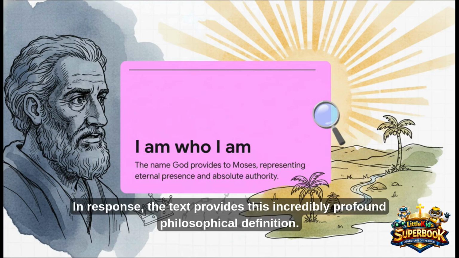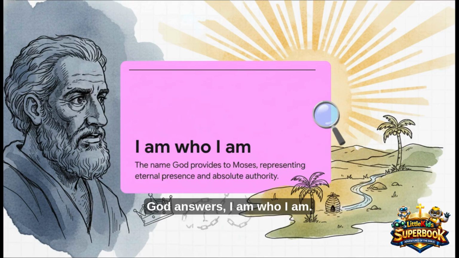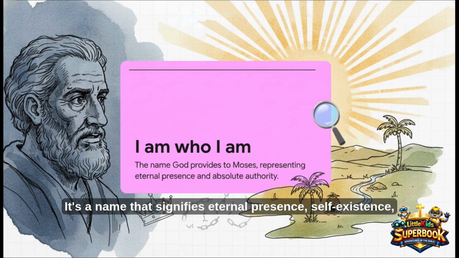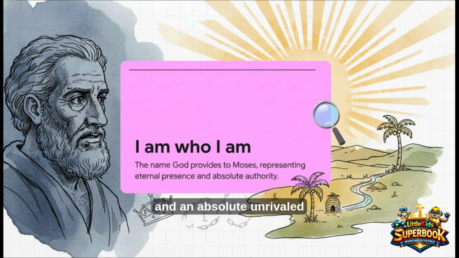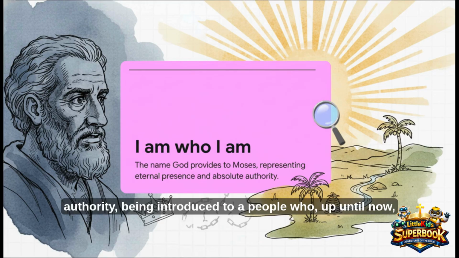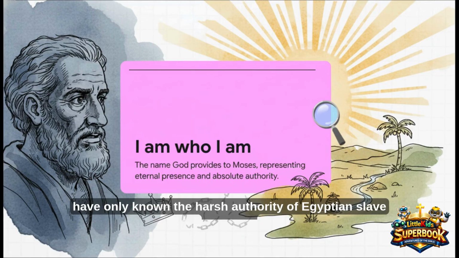In response, the text provides this incredibly profound philosophical definition. God answers, I am who I am. This is what you are to say to the Israelites, I am has sent me to you. It's a name that signifies eternal presence, self-existence, and an absolute unrivaled authority, being introduced to a people who, up until now, have only known the harsh authority of Egyptian slave masters.